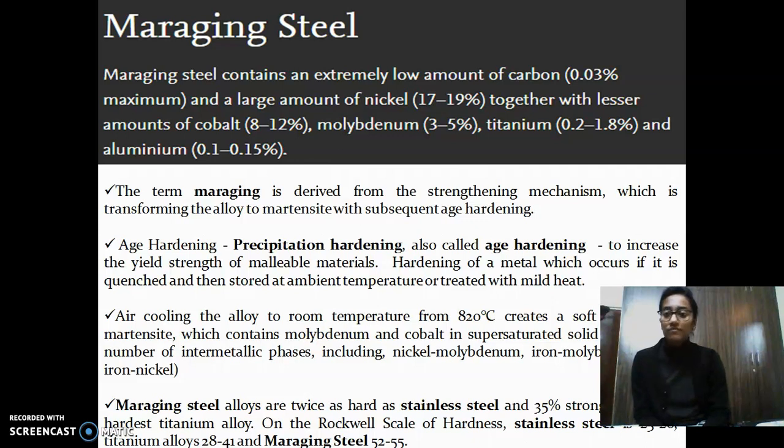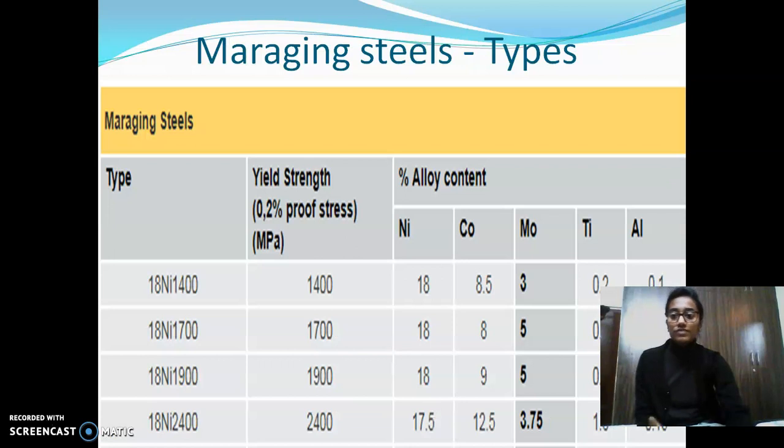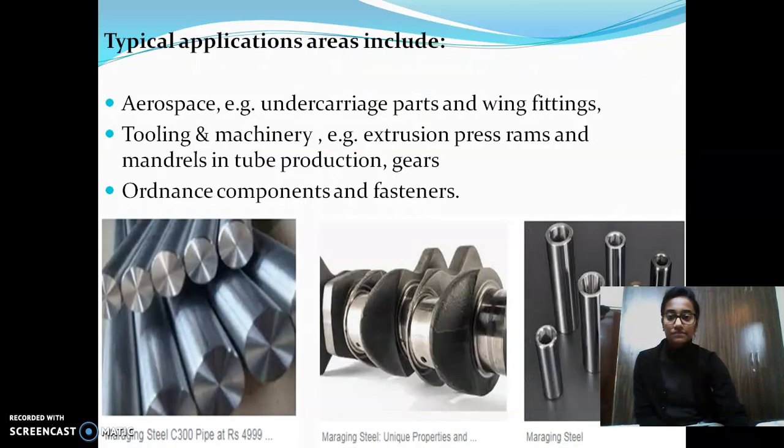So the composition of Maraging steel. Maraging steel contains an extremely low amount of carbon, that is 0.03% maximum, and a large amount of nickel, that is 17 to 19%, together with lesser amounts of cobalt, that is 8 to 12%, molybdenum 3 to 5%, titanium 0.2 to 1.8%, and aluminium 0.1 to 0.15%. So these are the types of Maraging steels with nickel, cobalt, molybdenum, titanium, aluminium percentage alloy content.